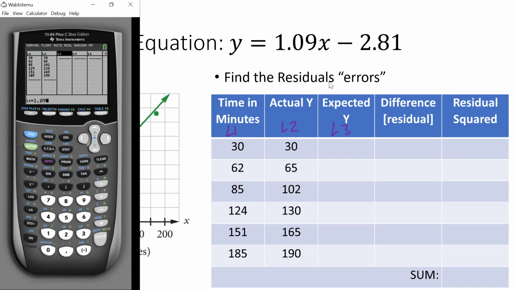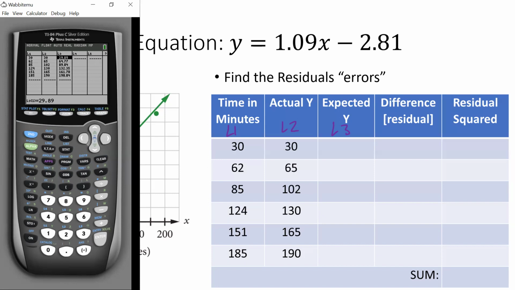1.09. But remember, our X values are represented by what column? L1, right? So to get L1, you press second 1, and it will put L1 there. And then minus 2.81. Does everyone see the second 1 to get your L1? You're going to press enter, and it does the math. It calculates your expected values for you.